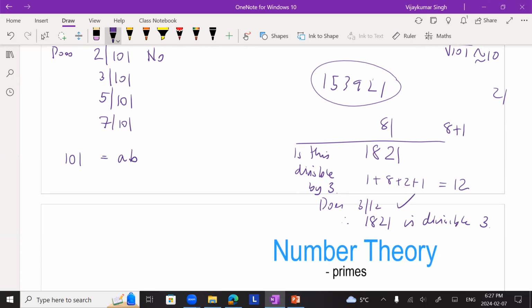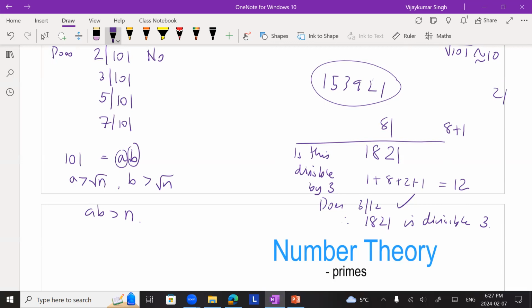Now look at these two numbers, A and B. Both of them have to be less than or equal to the square root of n. Do you agree? If A is greater than the square root of n, and B is greater than the square root of n, then AB is going to be greater than what? And you're checking for the bigger number.